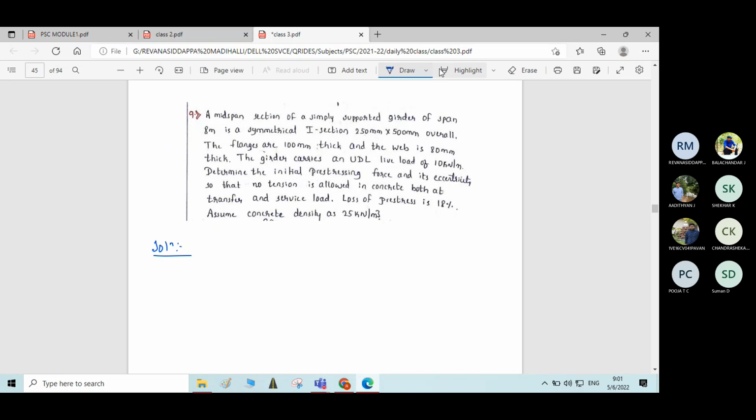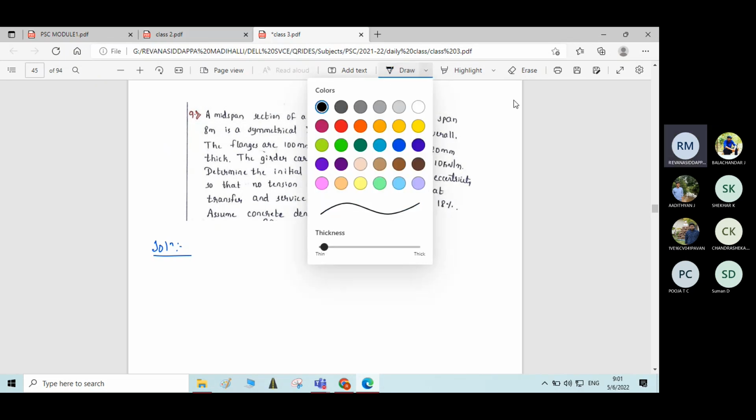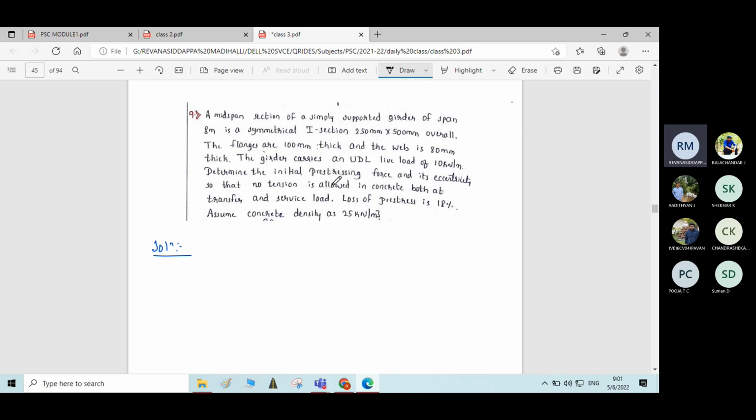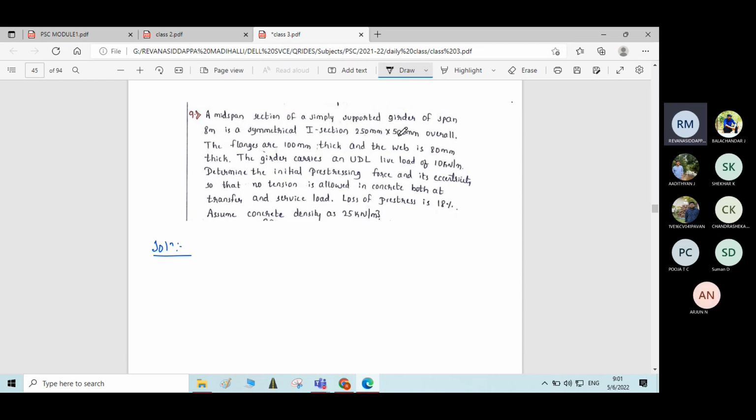Solution. He says that it is a symmetrical I section with 250 mm by 500 mm overall. Means width of the flange is 250 mm. Overall depth of the I section is 500 mm. Okay. Let me write the symmetrical I section.